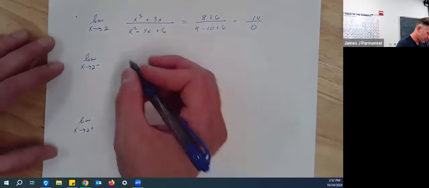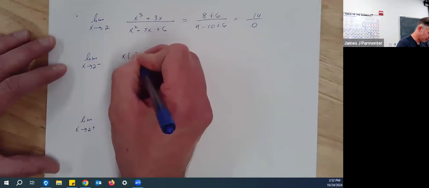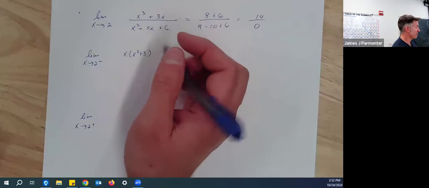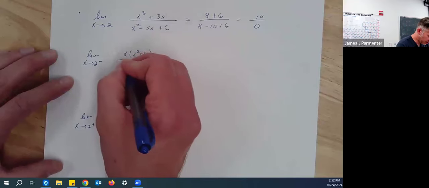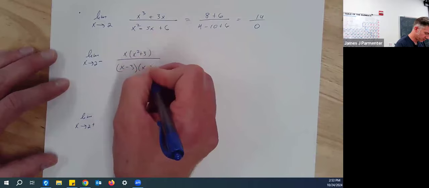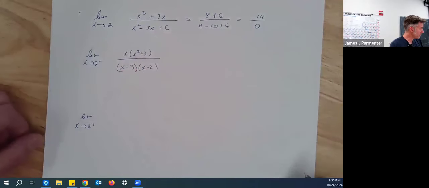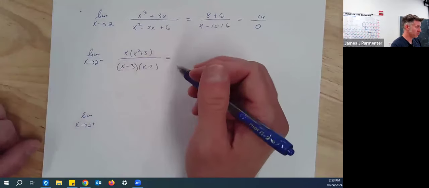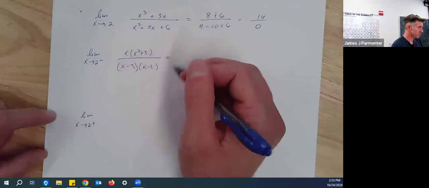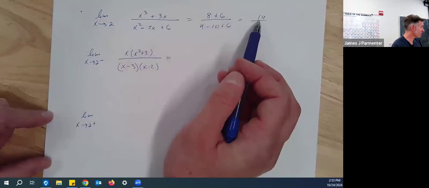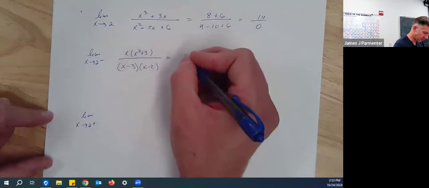So let's say I can factor the top as x times x squared plus 3, although it's not particularly vital to factor the top in a not 0 over 0 situation. You can, but it's really unnecessary. We do want to factor the bottom, which factors as x minus 3 times x minus 2. Nothing cancels, so I just start plugging things in. I know the top's going to be what if I plug in 2? Well, when I did it before, it was 14, right? 2 times 7, yeah, 14.